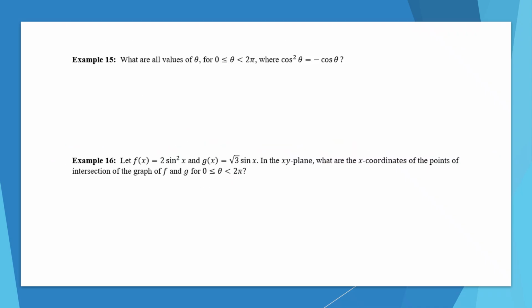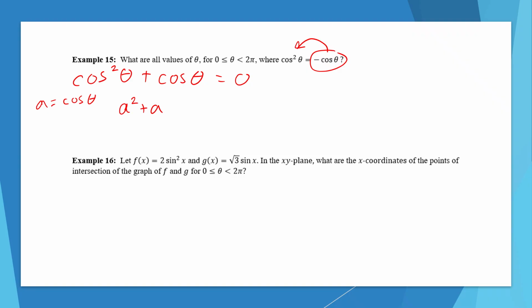So here's a good one, example 15. This is one where if you divided both sides by just cosine theta, you would lose solutions. So let's solve this another way. What we're actually going to want to do is move this to this side of the equation. So we have cosine squared theta plus cosine theta, when we add that to both sides, equals 0. And now let's use the A method, right? So A equals cosine theta. So we should have A squared plus A equals 0.